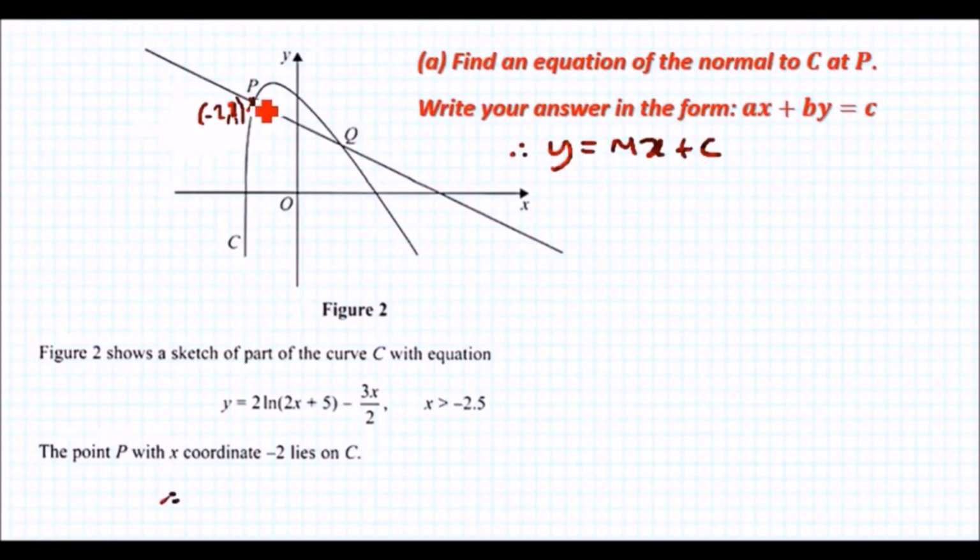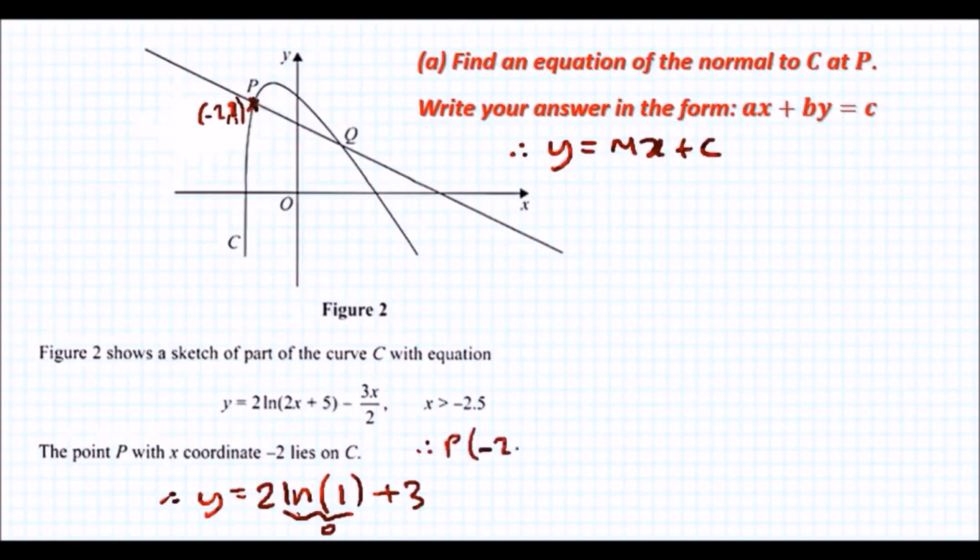So we're going to have y equals 2 log, and then plug in x = -2 and get -4 plus 5, so log 1. Log 1 is actually 0, so this is pretty useful. Minus 3 times -2 over 2 would cancel out, and you're left with a positive 3, so it'll be plus 3. Therefore, the coordinates at P are (-2, 3). Sweet, not so bad.